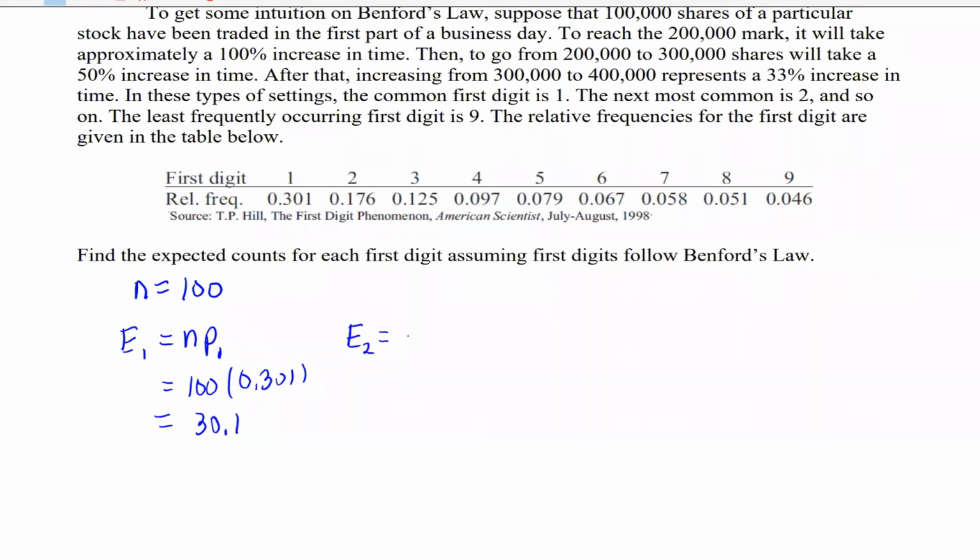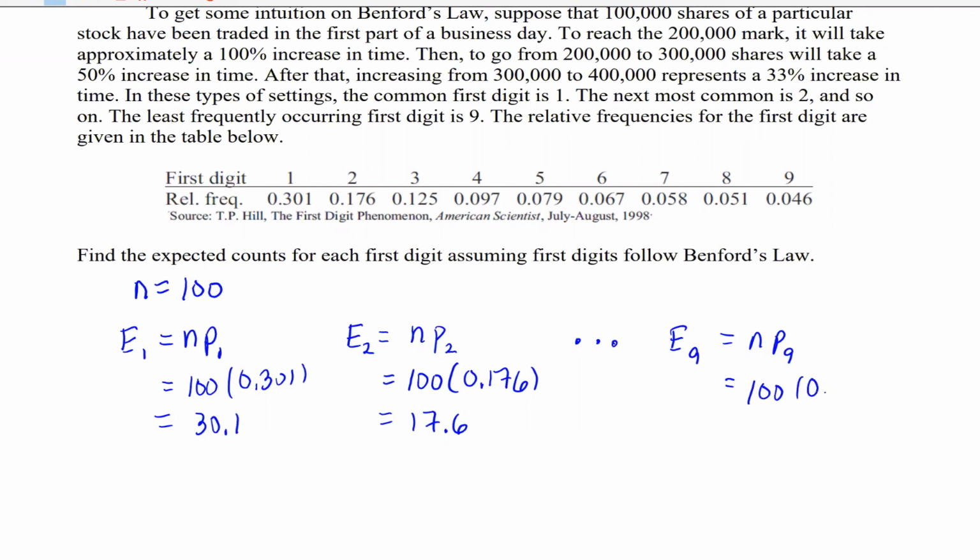The expected count of the first digit being 2 would be n times the relative frequency of observing a first digit of 2 according to Benford's law. So that's going to be 100 times 0.176, and that gives me 17.6. And we could do this for all of these different first digits. So if I wanted the expected count for the first digit being 9, that would be n times the relative frequency of observing a 9. So that would be 100 times 0.046, which is 4.6. And so that's all there is to it for finding expected counts.